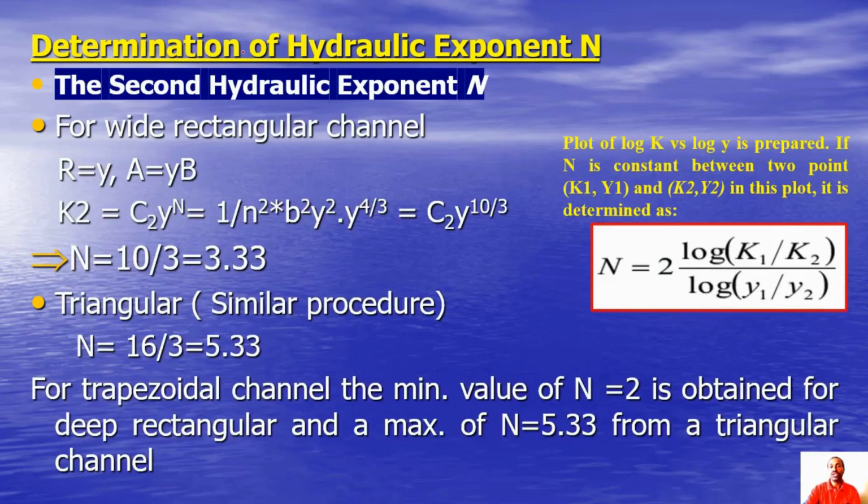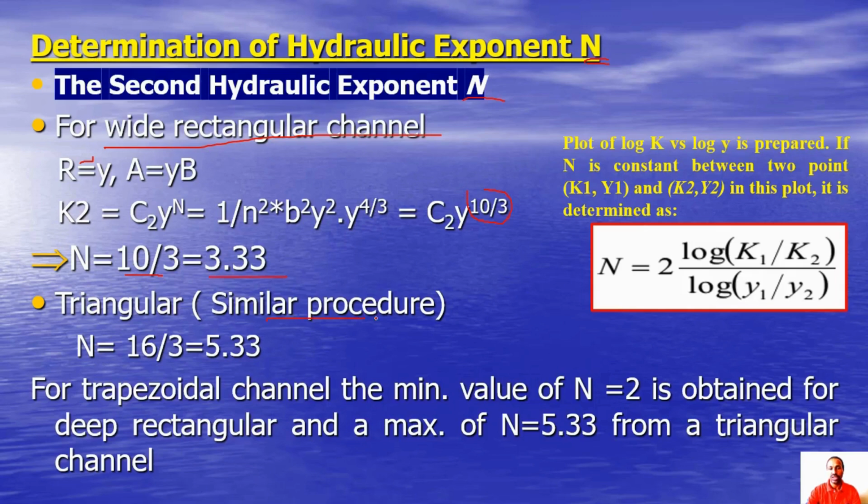And the second one is determination of the hydraulic exponent n. How do you determine n? So this is the second hydraulic exponent n. For wide rectangular channel, the hydraulic radius is approximately equal to the depth of the flow, and area is equal to b times y. Then k2 is equal to c2 y to the power of n. Then if you substitute here, finally you can find 10 over 3 for wide channel. N is 10 over 3, which is 3.33.